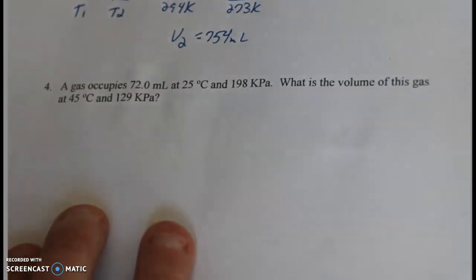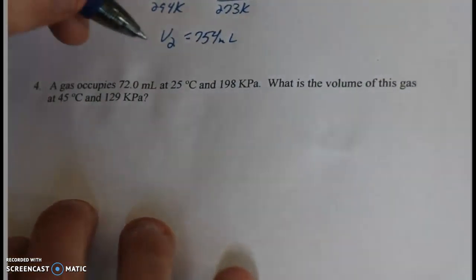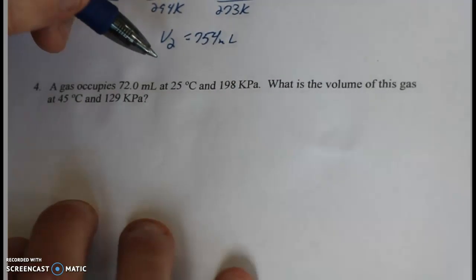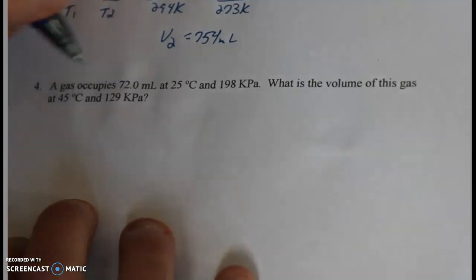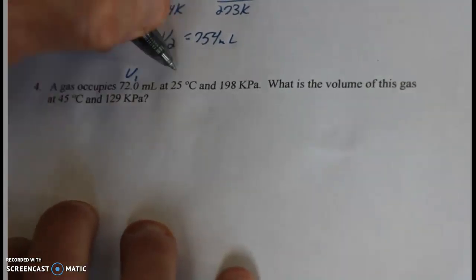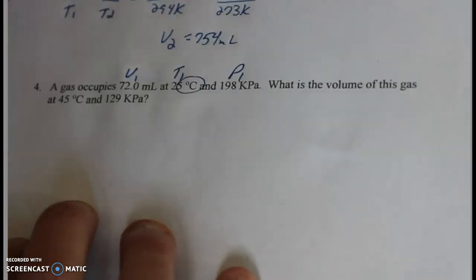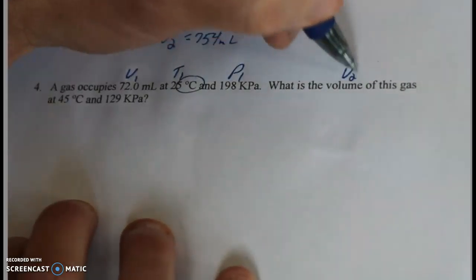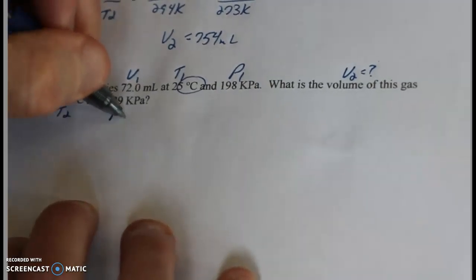All right, number 4. A gas occupies 72.0 milliliters at 25 degrees Celsius when the pressure is 198 kilopascals. What is the volume of the gas? All right, so now it's giving me other information here. So I have V1, T1, and P1. Again, this is degrees Celsius, so I have to watch out for that. It's asking us for V2, it's giving us T2 and P2.